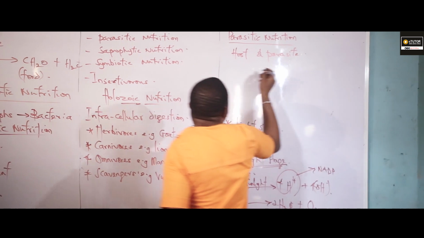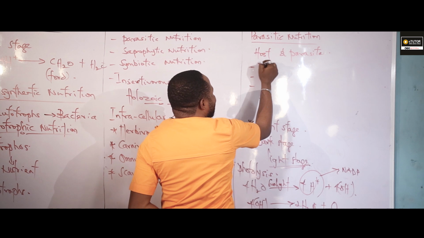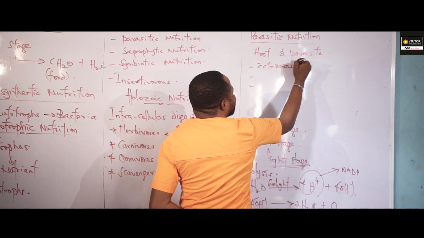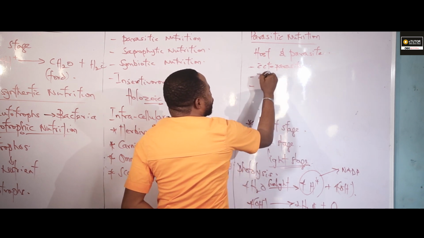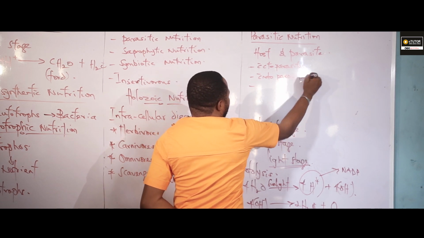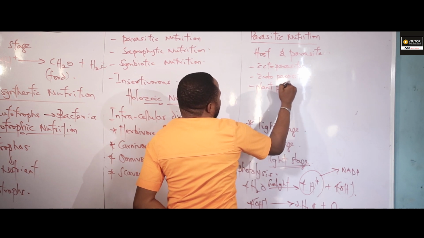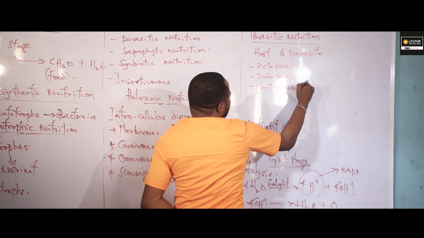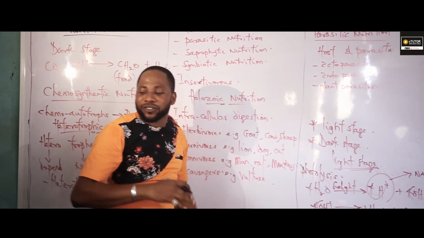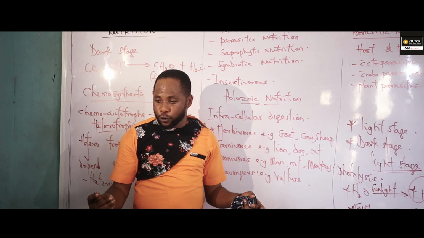Now, we have different types of parasites. There are three types of parasites. We have ectoparasites, we have endoparasites, and we have plant parasites. Now, quickly, what are ectoparasites? They are parasites that live outside the body of the host.